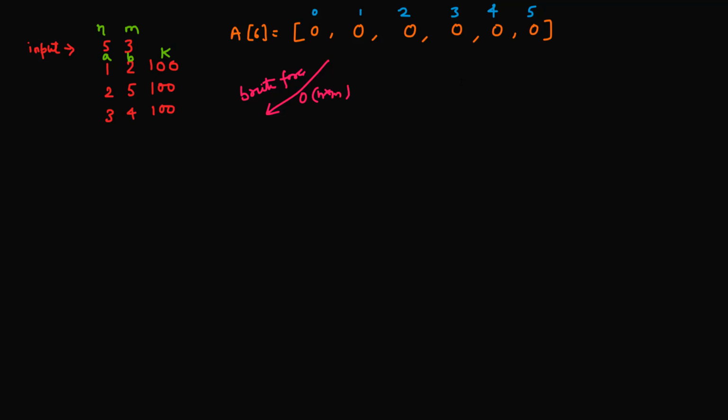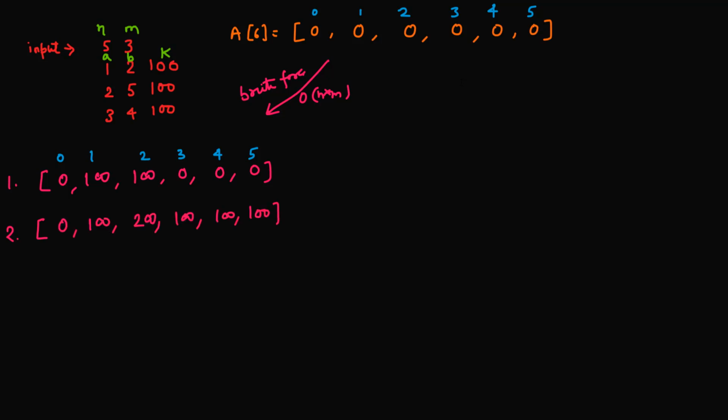So I am using these queries. What will be the result? After the first query, the array will look something like this. From 1 to 2 we are going to add 100. So you can see from 1 to 2 we add 100. So the first query we have made. After the second query, we are going to add 100 from 2 to 5. Now the final and last query, add 100 from 3 to 4. So this is the final array, guys, and now we have to come up with the maximum number from this array. If you traverse this array and get the maximum, it will be 200.